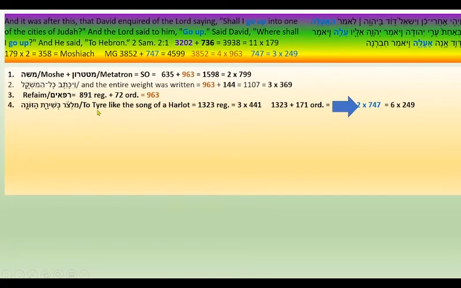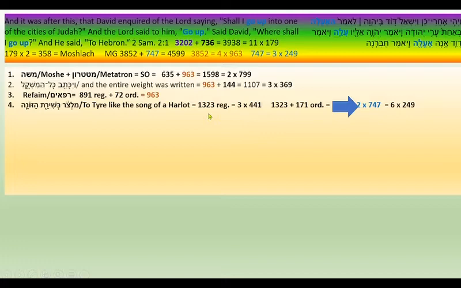Okay, so to tire like the song of a harlot, it comes to a regular 1,323, which is 3 times 441. This is where Yod-Heh-Wah-Weh hides himself with himself, because this whole verse from Isaiah, I think it's Isaiah 23:15, I've not actually written it down, it talks about the one king, and in Talmud that one king is referred to as Mashiach. It's none other than Mashiach.